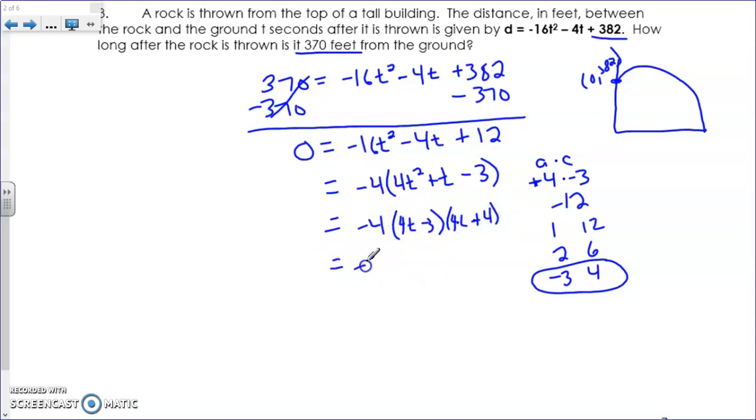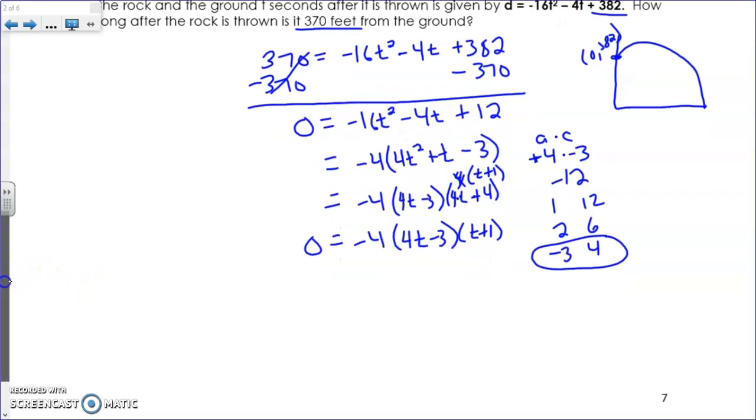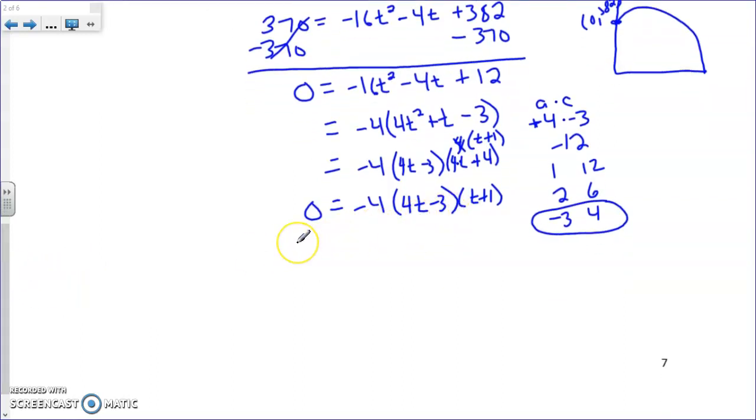So I got negative 4 times the quantity 4t minus 3. What's the GCF here? It's a 4, and that's going to leave me t plus 1. Squish that like a berry. Okay, have I solved yet? No. So I have to put this equal to 0, and the other factor equal to 0. Now, negative 4 doesn't equal 0, so I don't have to worry about that. Had that been a t, I would need to use it also.